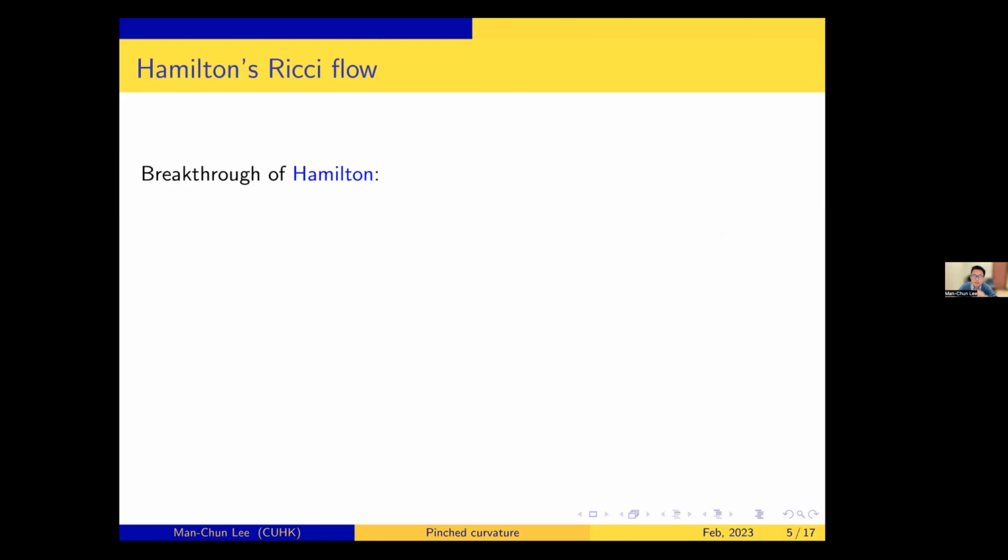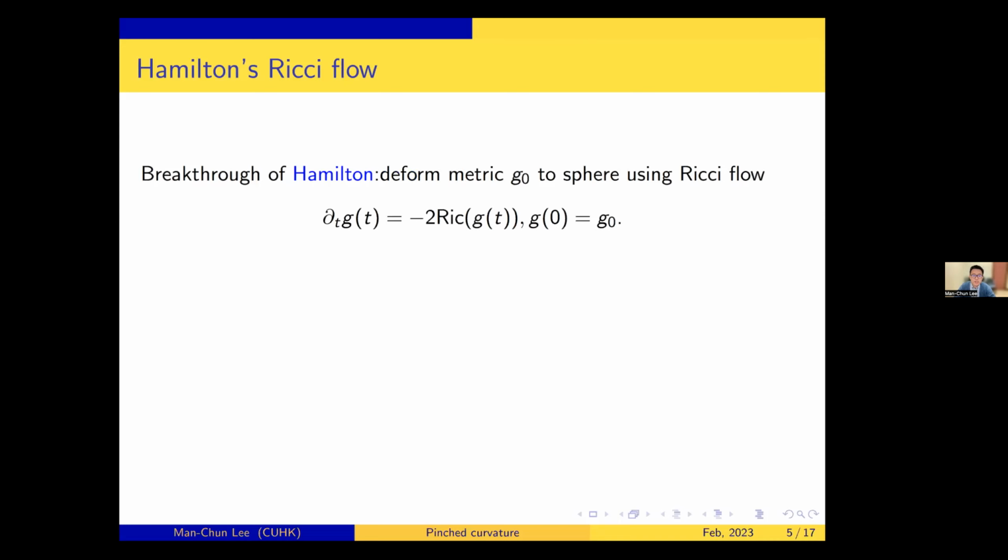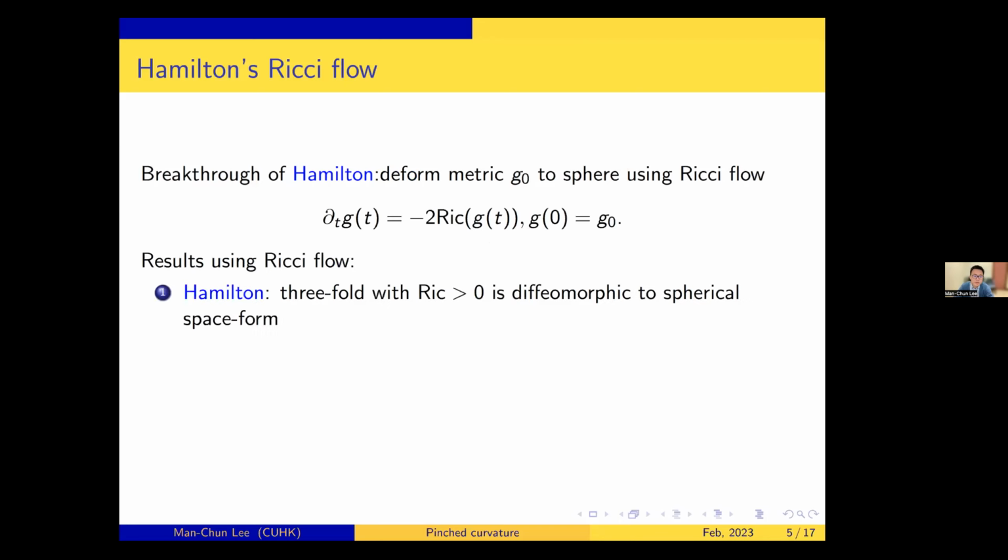But let me say a few words about the previous results first before I go back to the noncompact case. This differentiable sphere theorem had a really important breakthrough after Hamilton. Hamilton introduced the so-called Ricci flow, which is a method to deform the metric along the negative Ricci direction. At the end, if there is no singularity, the stationary point will be the Einstein manifold. But of course, usually that can't be the case.